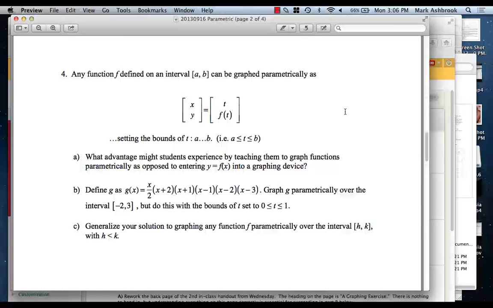Yeah, Matt. You're bounded by t. T is kind of like your manipulator in a way. Yeah, so you have this parameter changing the input value behind the scenes. It's not graphed, but it's behind the scenes, and your x is a function of t, and your y is a function of t. Okay. Any other thoughts on that?